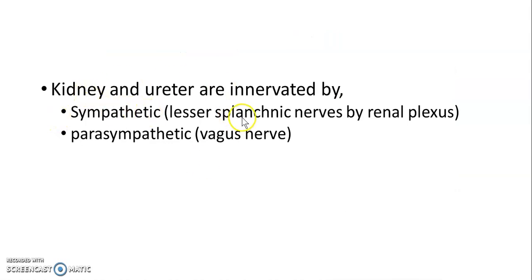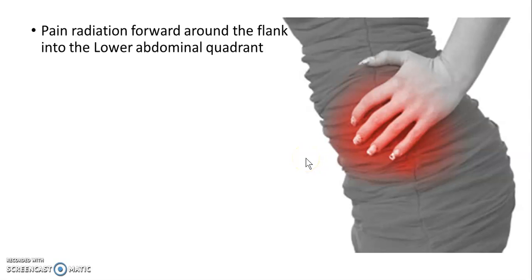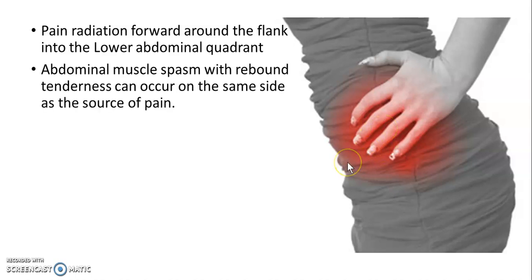The kidney and ureter are innervated by the sympathetic and parasympathetic systems. The sympathetic system includes the lesser splanchnic nerves by the renal plexus. However, the parasympathetic includes the vagus nerve. There can be pain radiation forward around the flank area into the lower abdominal quadrant. There can be an abdominal mass, muscle spasm with rebound tenderness, which can occur at the same site as the source of pain. The pain may generalize over all the back.